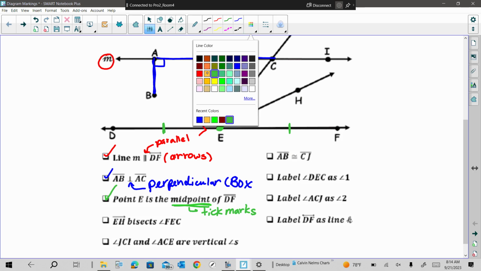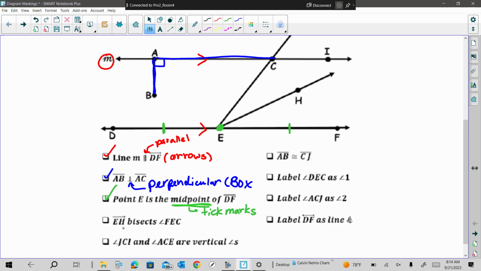I'm going to go orange here. So this next task says ray. This symbol is for ray. So ray EH bisects angle FEC. Because we have this symbol, this is an angle. Okay, and we have the word bisect of an angle. So this is showing angle bisector. So you're going to have two congruent angles. And to see that, you need arcs.